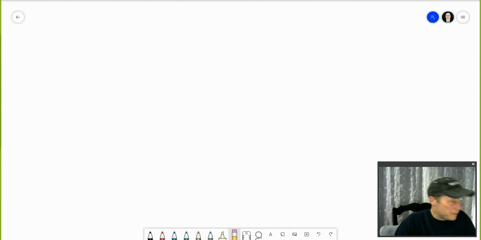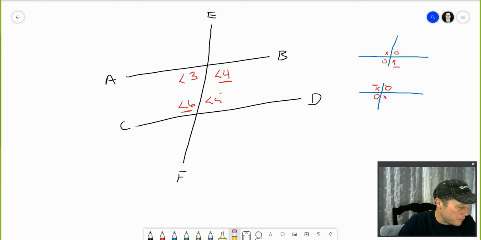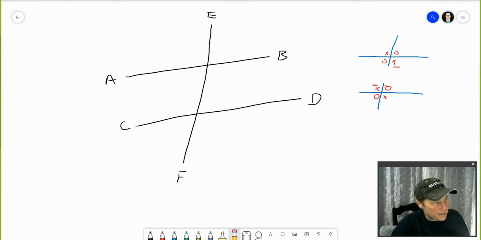Okay, principle number 3. It states if two parallel lines are intersected by a transversal, the corresponding angles are equal. Let's just go back to this for a second instead of redrawing it. Okay, so I'm going to just get rid of these. So principle 3 says if two parallel lines, so AB, CD, are intersected by a transversal, EF, the corresponding angles are equal. So remember what a corresponding angle was?